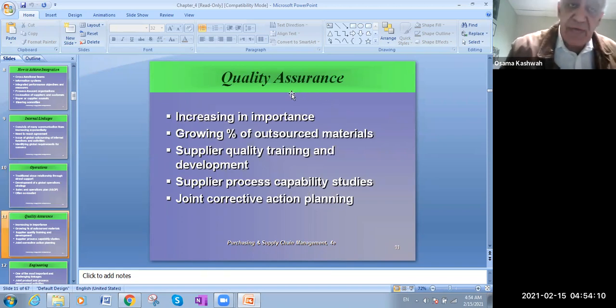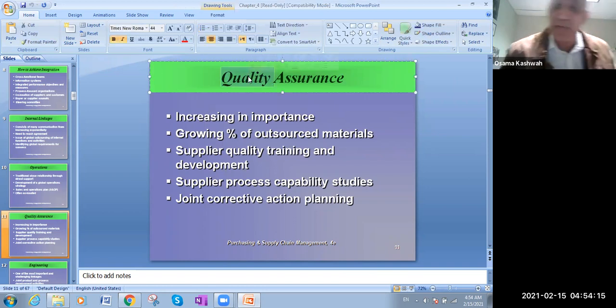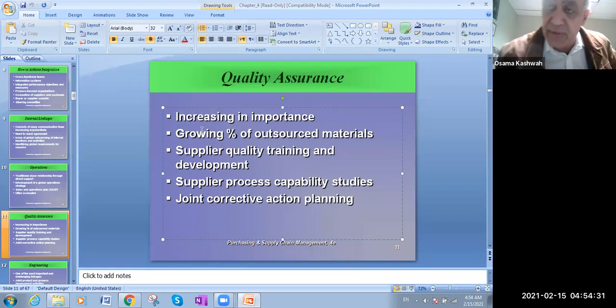Also, we have to care about quality assurance. Like I said before, quality is not a process of one part or one phase. The process of quality is a continuous process. And you must know that quality itself, for the products, for the supply chain, for the raw materials, for the inputs, for the supplier you are dealing with, is growing in importance. If it was not that important in the past, nowadays it's more and more important.